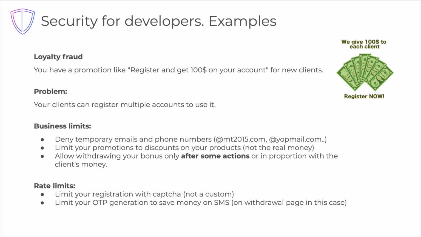As an example of rate limits, we recommend you to protect your registration with CAPTCHA. Don't use your own. It's better to use a ready-made one, such as hCaptcha or reCAPTCHA. You should also limit OTP generation to save money on SMS.